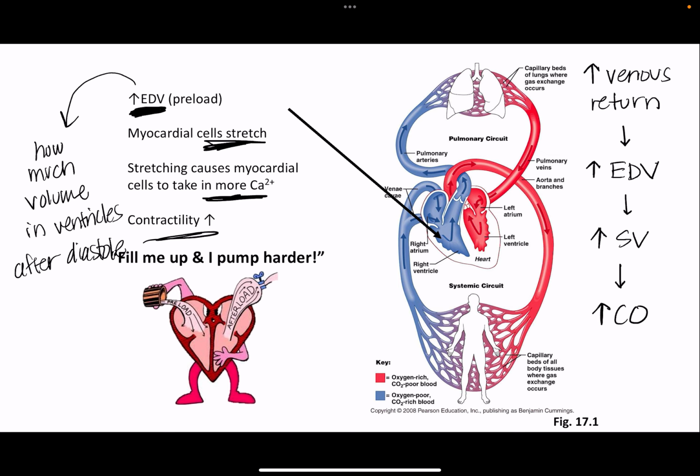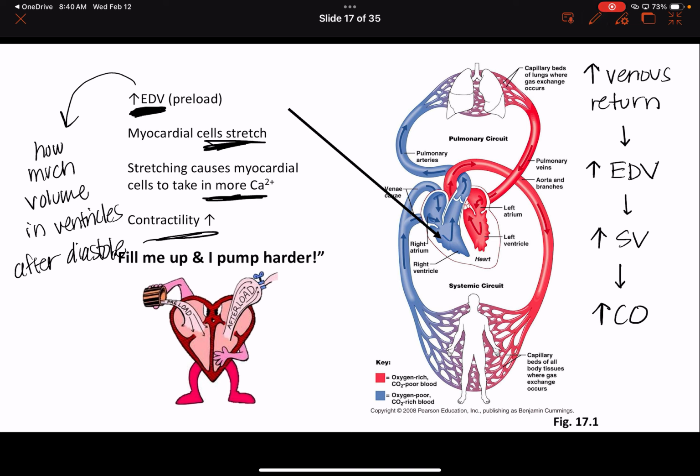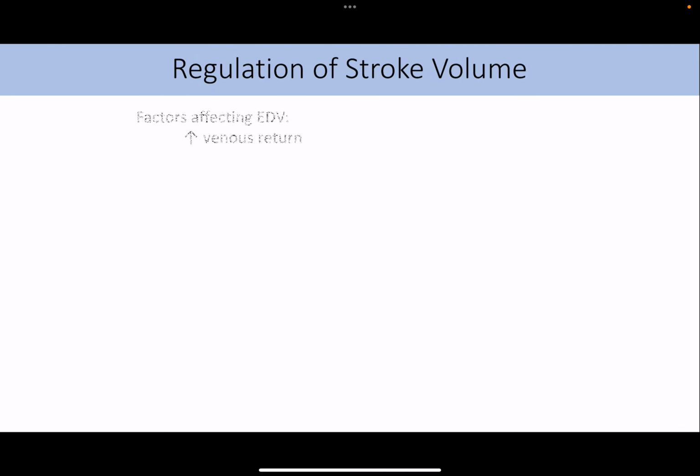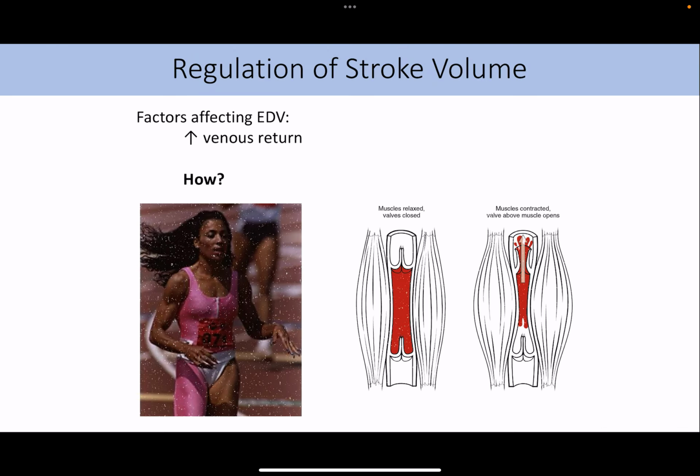Okay. So ways that we can increase venous return so that we can increase EDV and increase stroke volume and increase cardiac output. One way is through exercise. Your skeletal muscle will squeeze your veins, which is going to force the blood forward, which means that you're going to return more of that blood to your heart while you exercise.